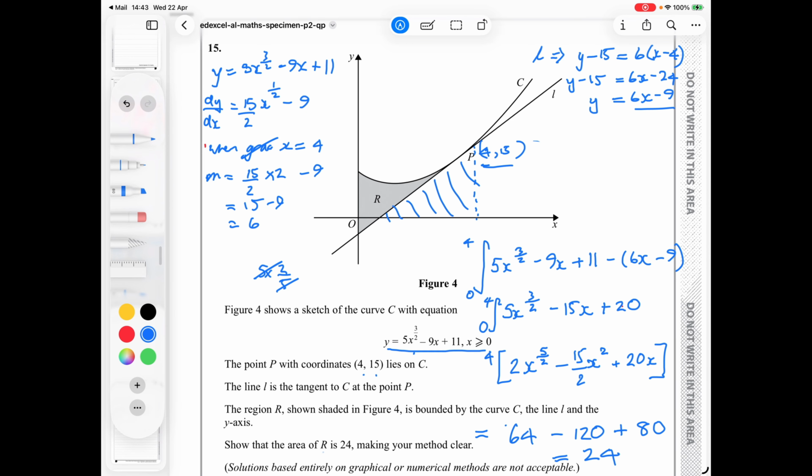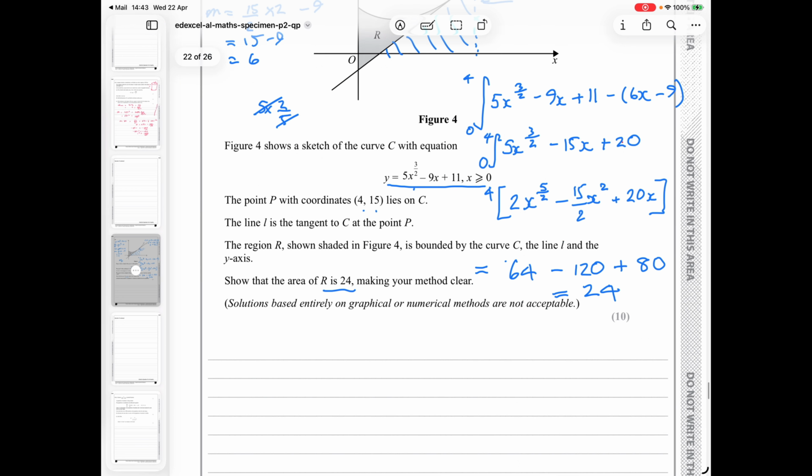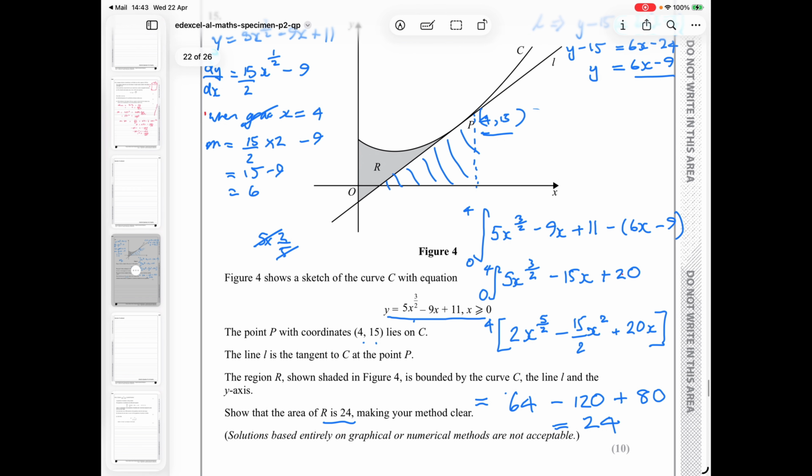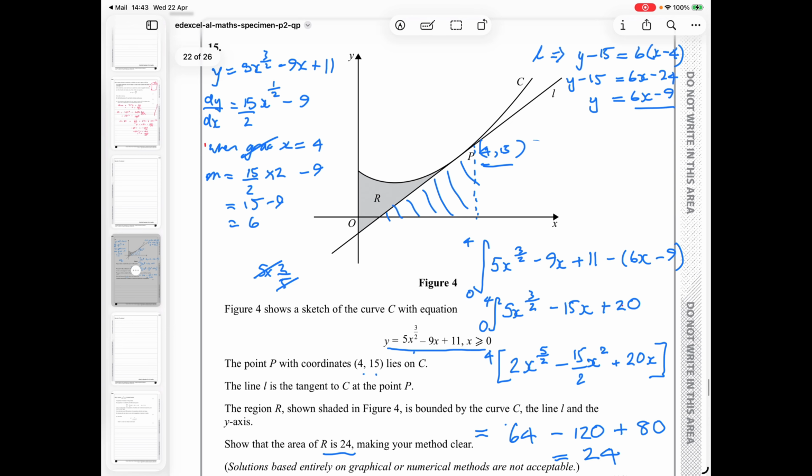And you are showing that R is 24, making your method clear. So that is how you do that, and that is 10 points. And as I've said, doing A-level papers is irritating because I can't see the question if I go to where I need to go.